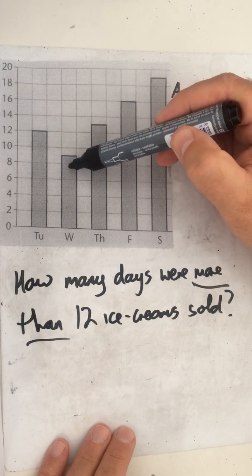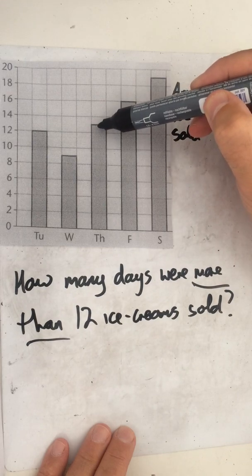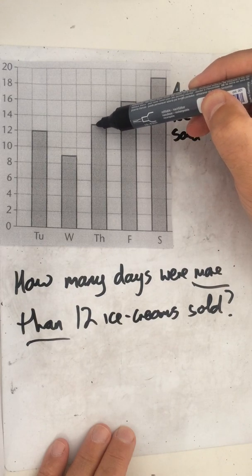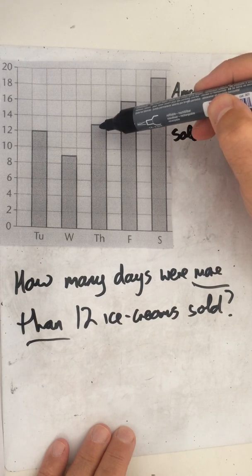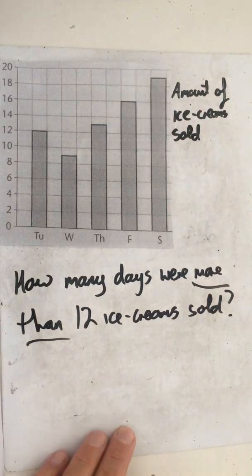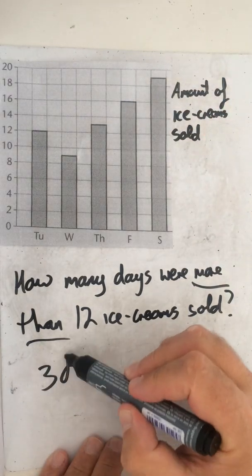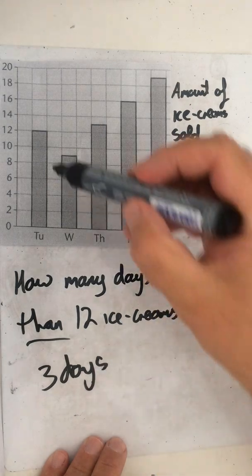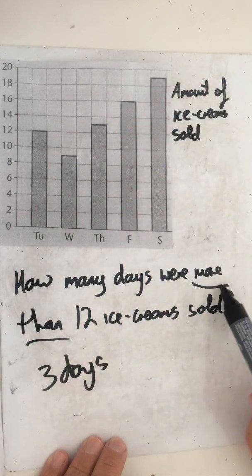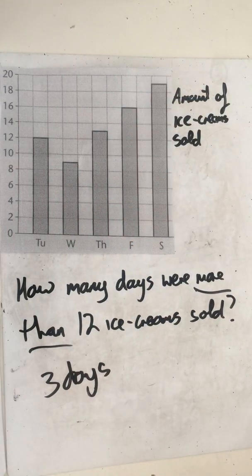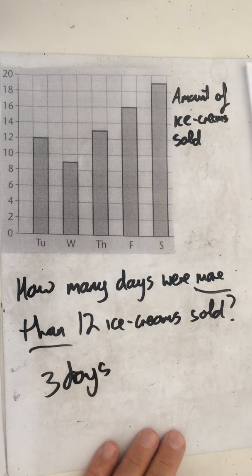On Wednesday they sold 9, didn't sell more. On Thursday they sold 13. Now 13 is more than 12, isn't it? So obviously on Thursday, Friday and Saturday, how many days? So that was 3 days. On 3 days they did sell more. So just be careful, more than, less than. That sort of vocabulary, you don't want to be tripped up, that's all.